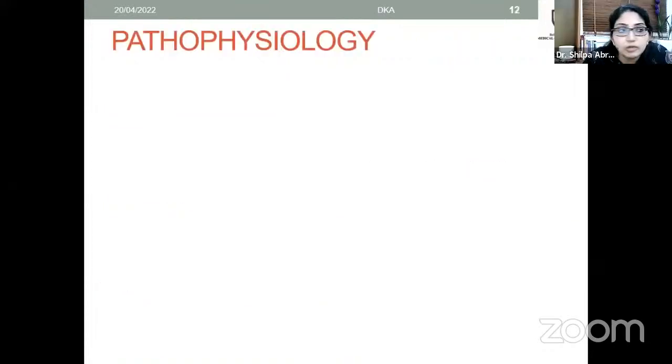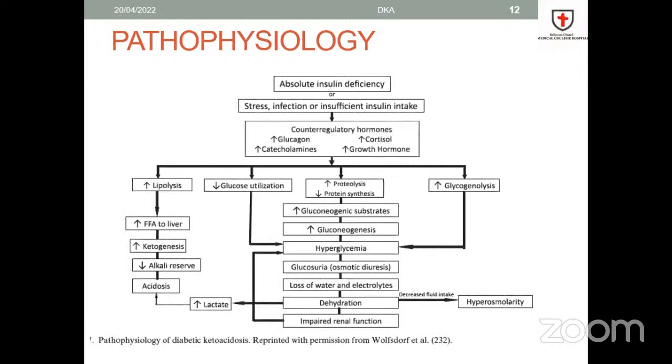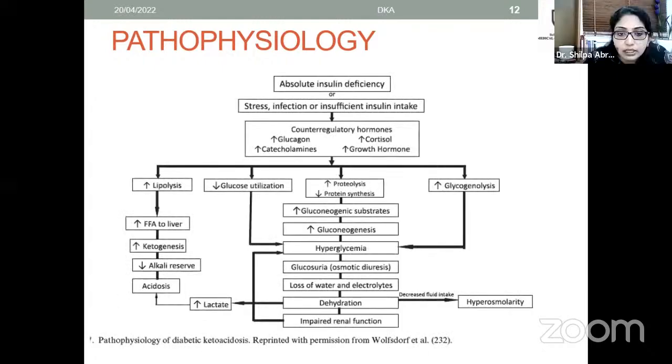Now, briefly about the pathophysiology of DKA. This is a very important slide. So what happens in DKA, or why does DKA develop? Basically, diabetes means what? There is insulin deficiency. Okay, so there is absolute insulin deficiency, and along with that, there is some stress factor which has come, which is an illness or an infection or whatever. Or there is insufficient insulin intake.